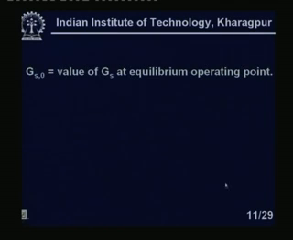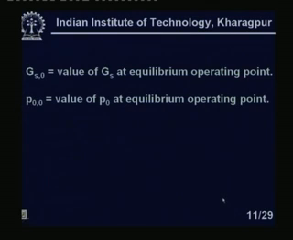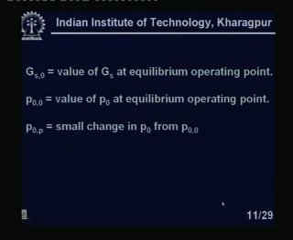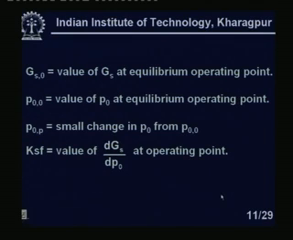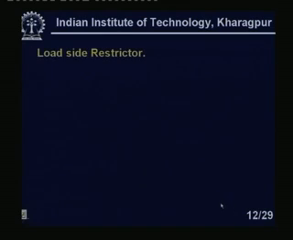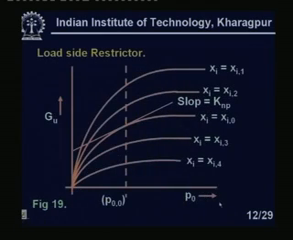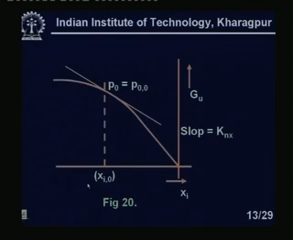GSO is the value of GS at the equilibrium operating point, PO is the value of PO at the equilibrium operating point, and the small change is a small change in PO from P0, right? And KSF is the value of the derivative of GS with respect to PO at the operating point. Now let us look at the load side restrictor. This is the load side restrictor graph. We have GU here and we have plotted PU here for different values of Xi, right? We can also see that for a small region we can linearize. So if there is an operating point, we can linearize across it, right?